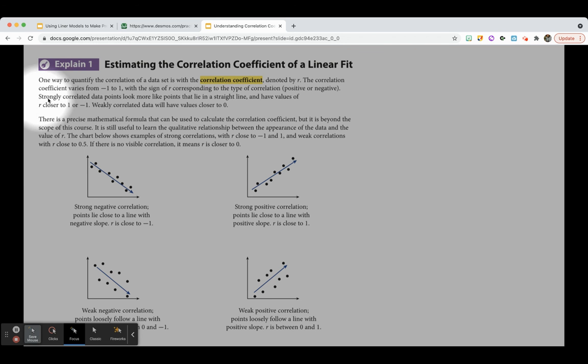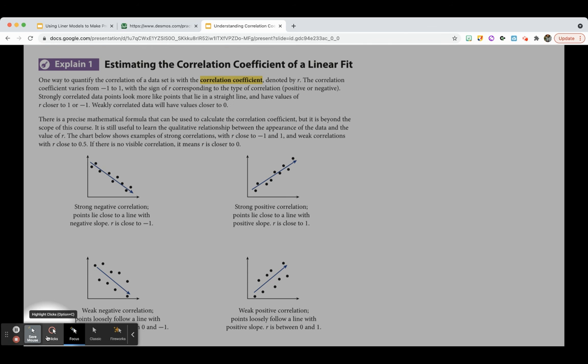So the key part here to look at is that strongly correlated data points look more like points that lie in a straight line and have values of R closer to 1 or -1. A weakly correlated data set would have values closer to 0.